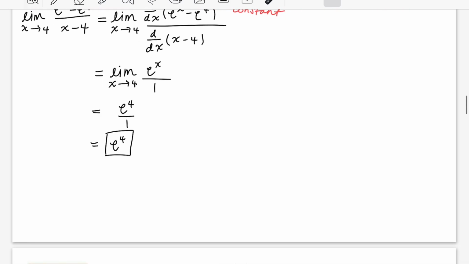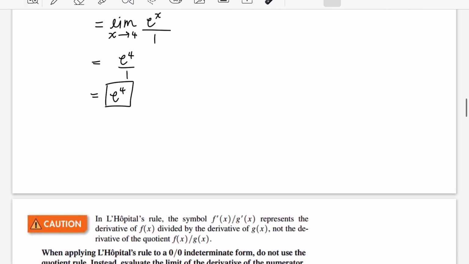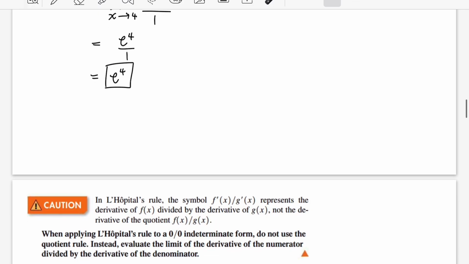Alright, now something to just be cautious of. When we're using L'Hopital's rule, this represents the derivative of f of x divided by the derivative of g of x, but we're not taking the derivative of this quotient here, so just got to be careful with that. And like we mentioned before, when we have indeterminate form, we're not going to use our quotient rule. We're going to use L'Hopital's rule.